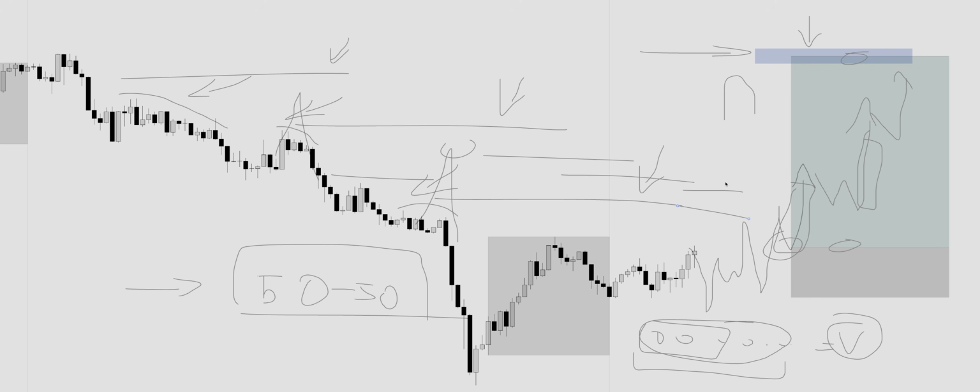So that is all for this one. I hope it was insightful, something I really wanted to cover for quite a while, and I hope this will help in your trading.